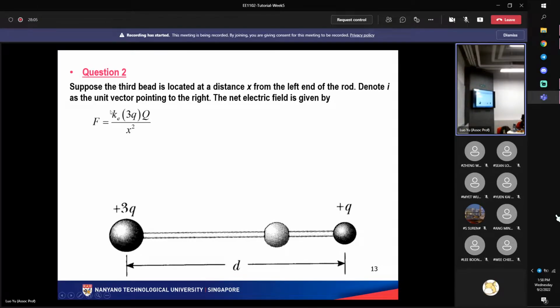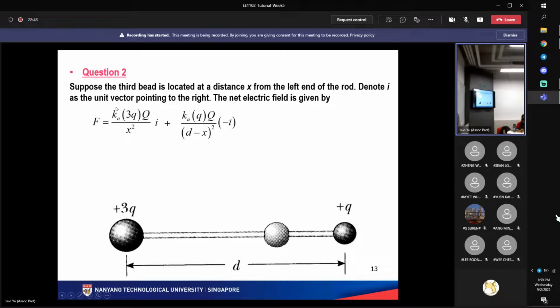The first force is k_e times 3Q, the source charge, times q, the charge it acts on, divided by the distance, which I assume is x squared. The other force, F2, is k_e times capital Q times q divided by the distance d minus x. I assume this is x, so this should be d minus x squared. As I said, because they are along different directions, one force along the positive x direction, the other along the minus x direction.